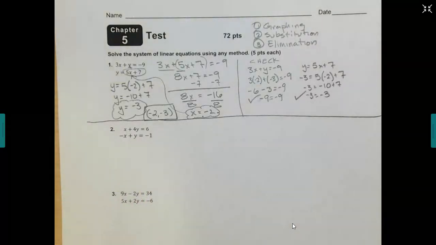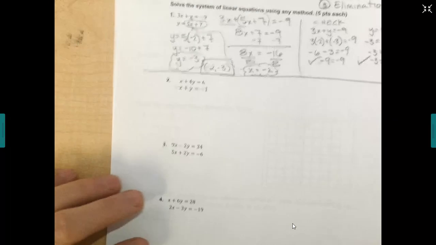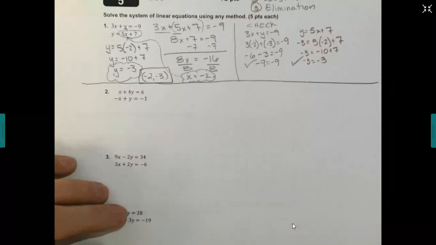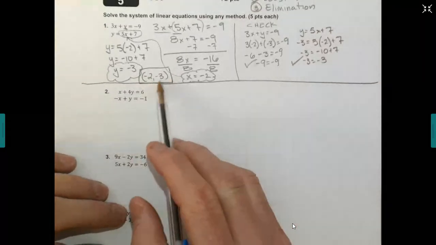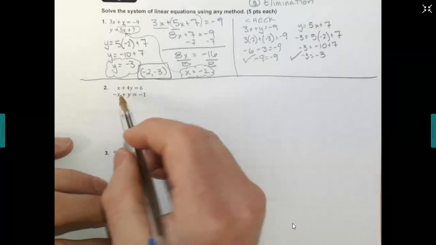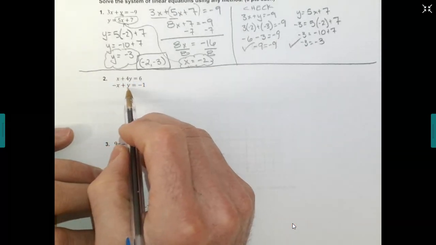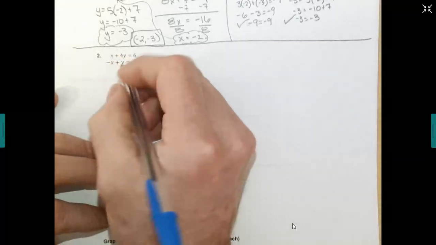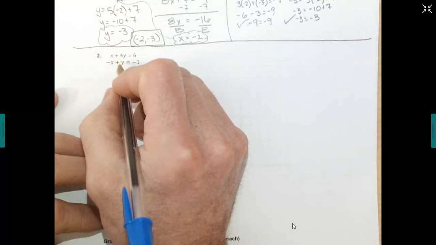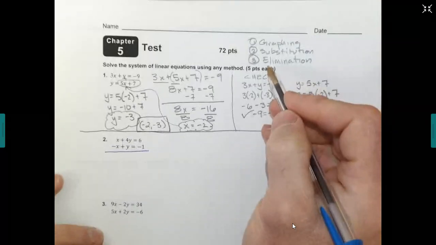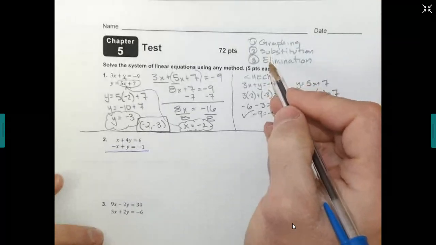Alright, just to alleviate any confusion, I'm going to do this next one in pen so that you can clearly see the difference between number 1 and number 2. Again, pause this if you need it to get to the right answer and the right check. So here we have x plus 4y equals 6, negative x plus y equals negative 1. So for this one, I'm going to use elimination. The first one I used substitution. This one I'm going to use elimination.